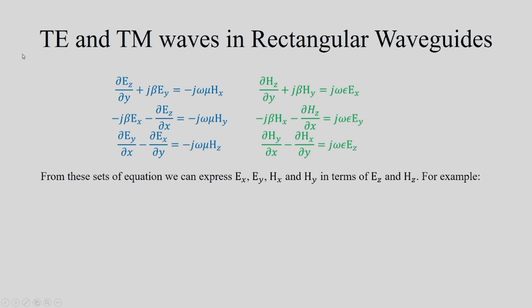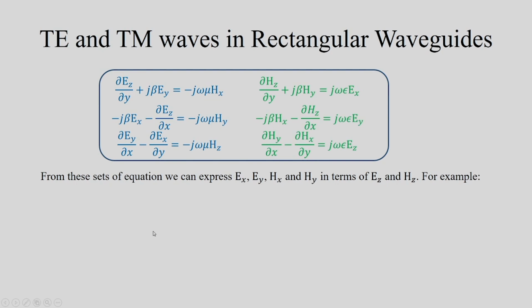From this set of equations, we can see how different field components are related to each other. What we can do is express Ex, Ey, Hx and Hy, please note that these are the transverse components, in terms of Ez and Hz, which are the longitudinal components. So, how can we have this relationship?